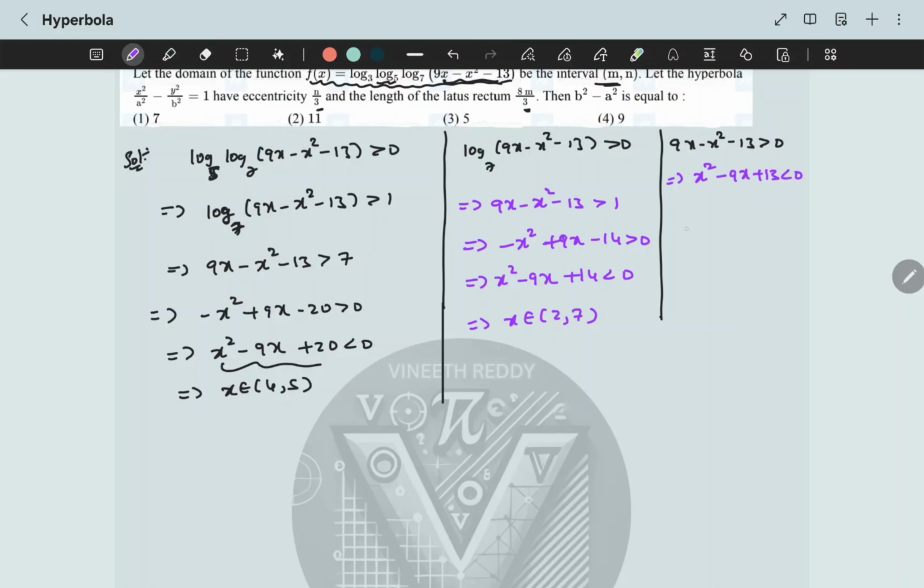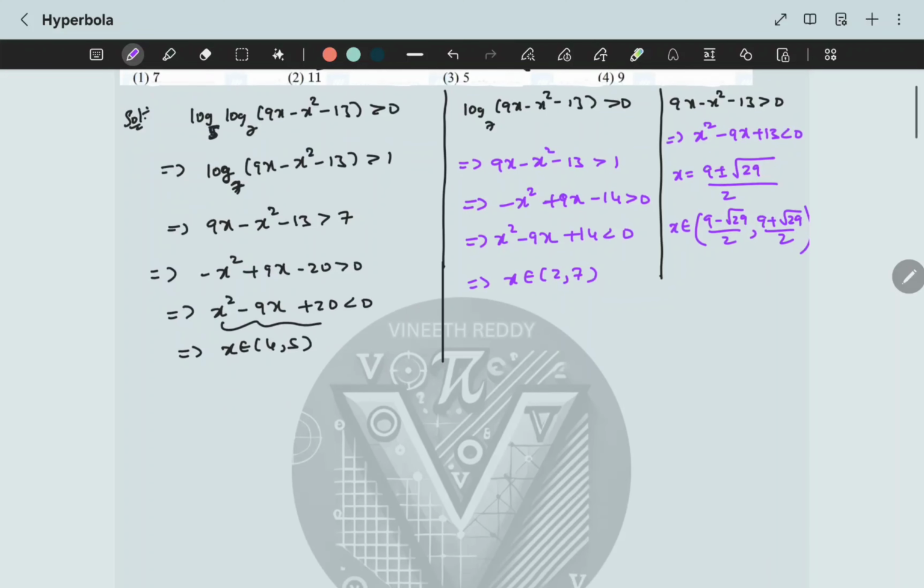Here we will get irrational roots, so let me first find the roots. x will be 9 plus or minus under root 81 minus 52. 81 minus 50 is 31, minus 2 is 29, all divided by 2. That means x belongs from (9 minus root 29)/2 to (9 plus root 29)/2. I hope you have understood this part. Root 29 is 5 point something. If we take 5.5, 9 minus 5.5 is 3.5.